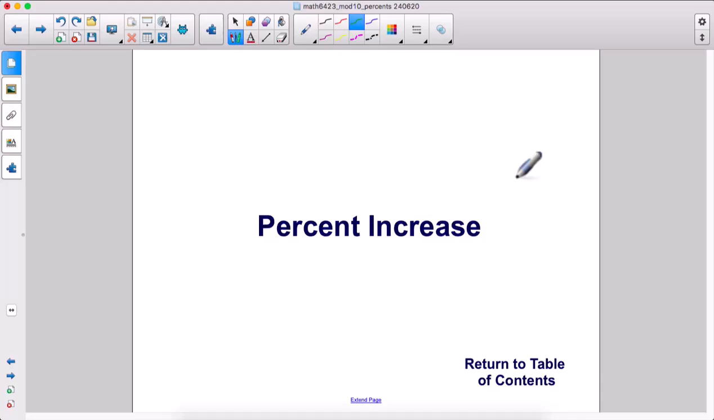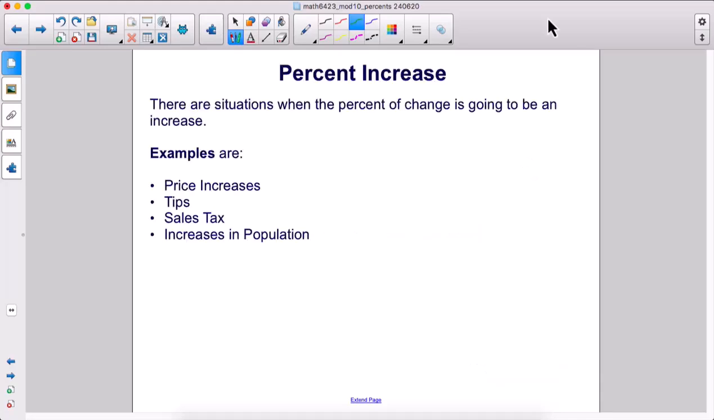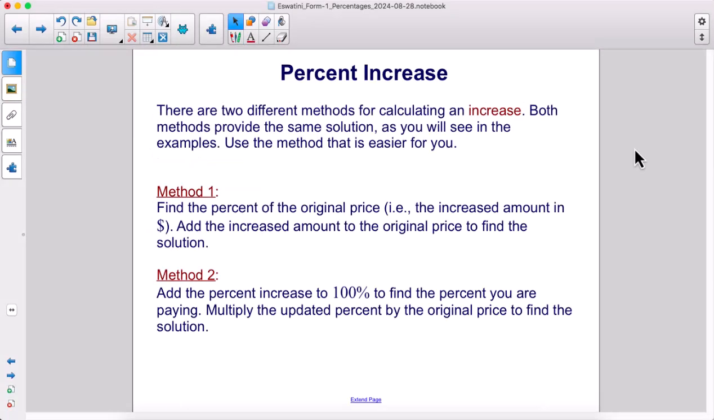Percent increase. There are situations when the percent of change is going to be an increase. Examples are price increases, tips, sales tax, and increases in population. There are two different methods for calculating an increase. Both methods provide the same solution, as you will see in the examples. Use the method that is easier for you.